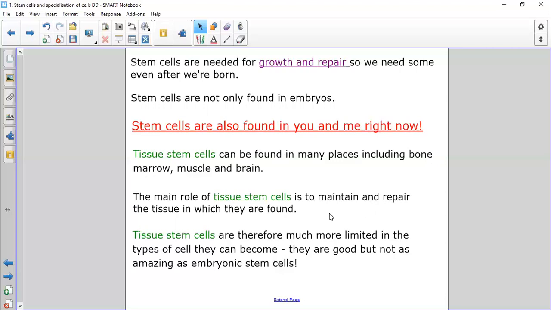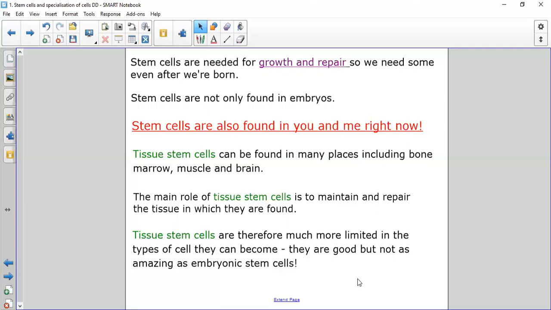And the main job of tissue stem cells is to maintain and repair the tissue in which they are found. So if it's stem cells found in muscle, then their job will be to try and make sure that any new muscle cells can be made. Or if it's tissue stem cells found in the brain, then their job is to look after repairing the brain.